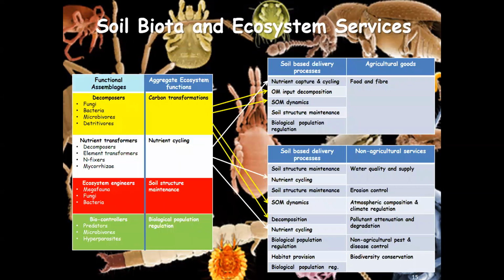But what is more important here is that the functional assemblages of decomposers, nutrient transformers, ecosystem engineers, all the little microbes, have very important impact on carbon transformation, on nutrient cycling, soil structure maintenance, and on the regulation of biological populations, which in turn will impact on the soil-based delivery processes such as these, which in turn will impact on how we produce agricultural goods and how non-agricultural services are rendered.